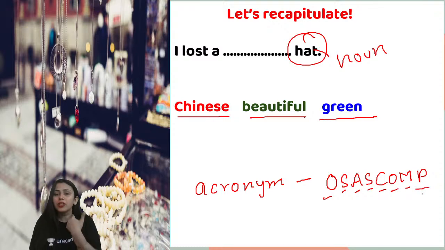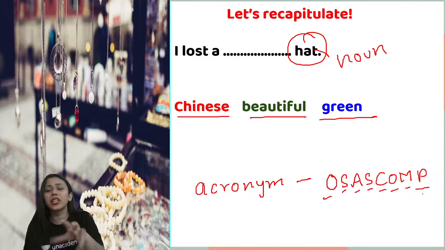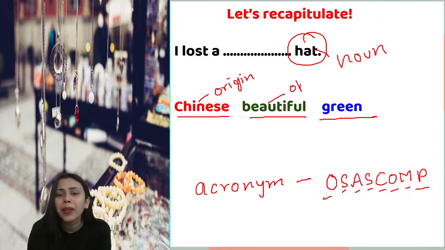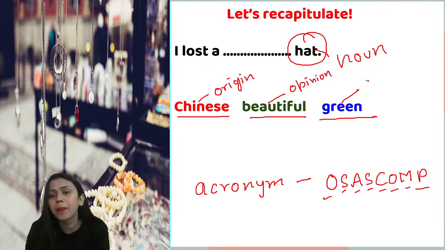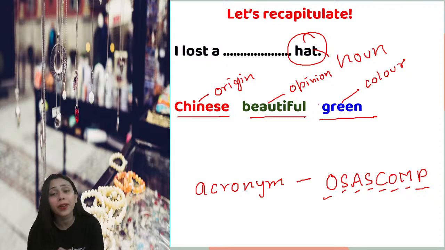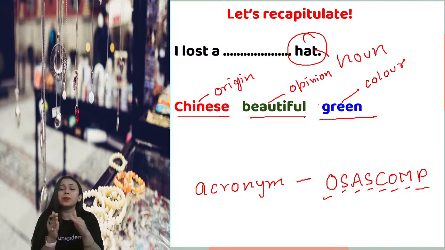This is the order. So now we have to arrange these three adjectives according to the order, right? Now Chinese tells you about origin. Chinese जो है आप origin describe कर रहे हो किसी का. Beautiful is an opinion. Green is a color. ग्रीन आपका color है. Now we have to describe this hat by using these three adjectives: color, opinion and origin. Now we have to check the proper order, कि color पहले आने चाहिए, opinion पहले आने चाहिए या origin पहले आने चाहिए.